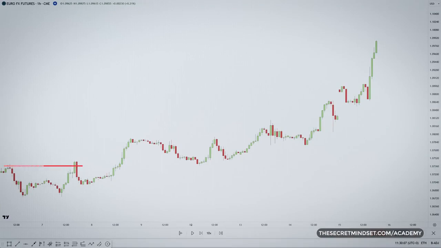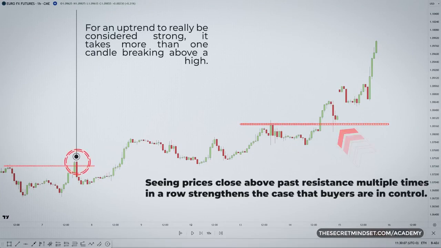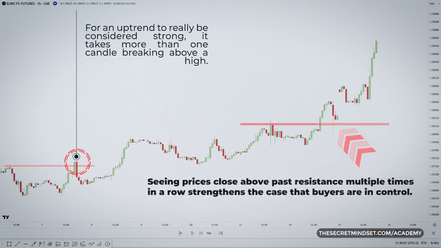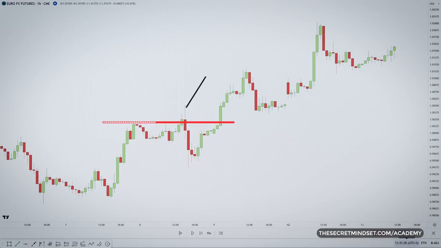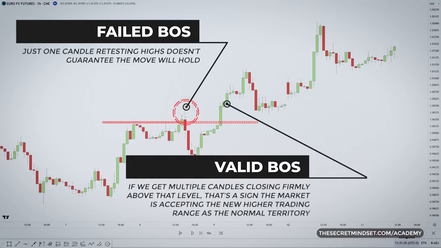For an uptrend to really be considered strong, it takes more than one candle breaking above a high. Seeing prices close above past resistance multiple times in a row strengthens the case that buyers are in control. Just one candle retesting highs doesn't guarantee the move will hold. But if we get multiple candles closing firmly above that level, that's a sign the market is accepting the new higher trading range as the normal territory now.